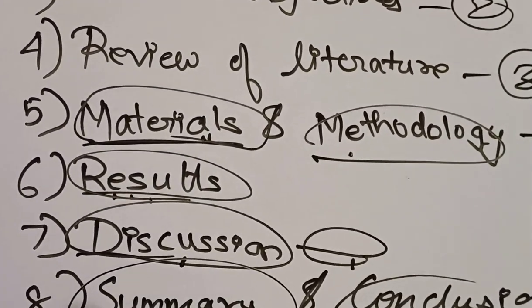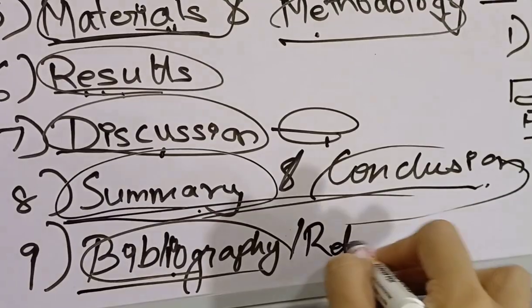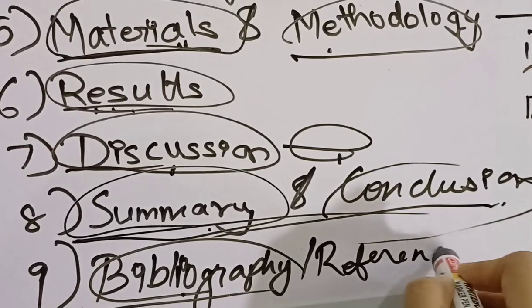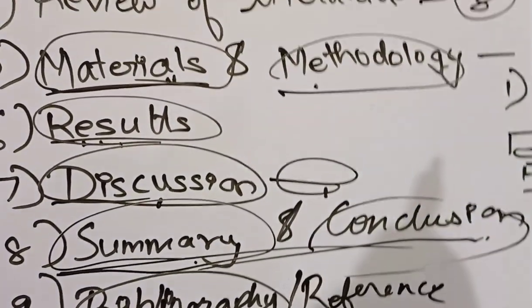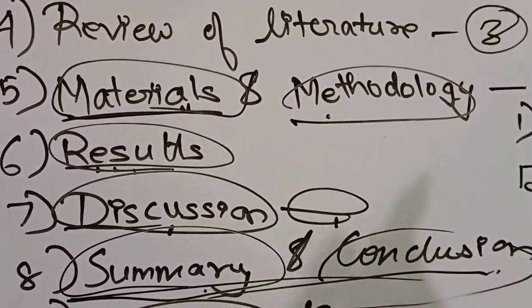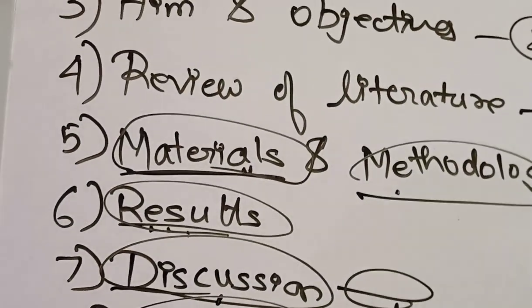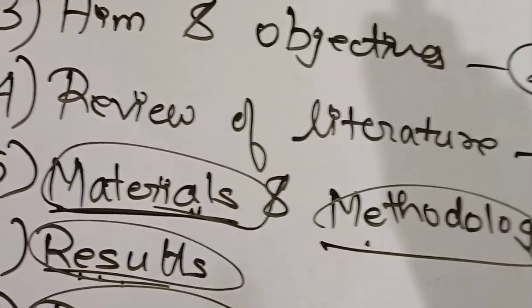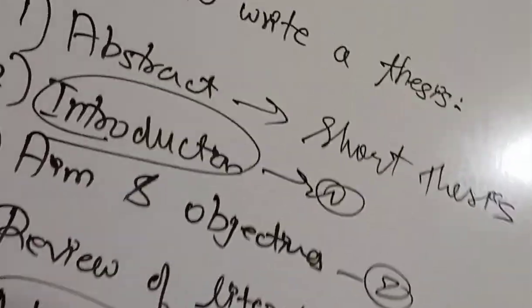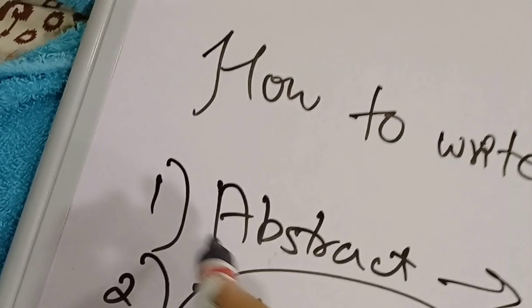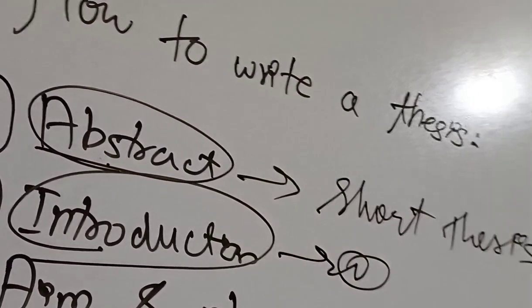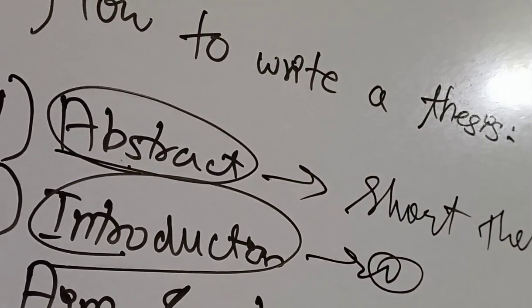Then there is bibliography, or we can write reference, which basically means all your research papers which you have cited before. You have to make a list of that and make a reference list. And after that, you have to write the abstract, which is just a short account of what you did and why you did it.